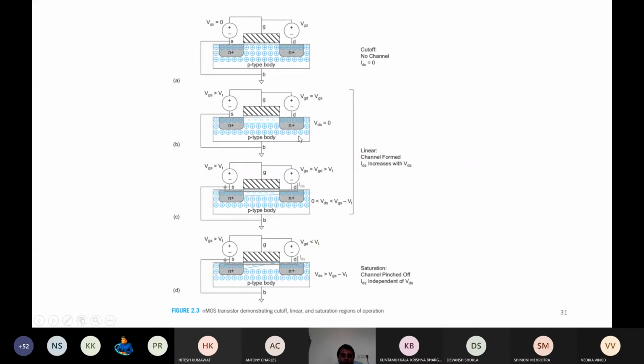But further, the drain to source voltage was less than VGS minus VT. And in the second case, the drain to source voltage is not much, but at least slightly greater than VGS minus VT. Then pinch off happens.